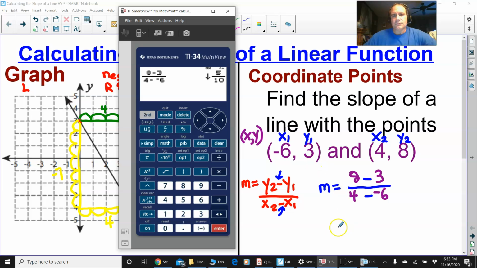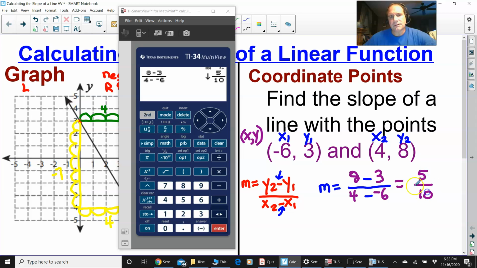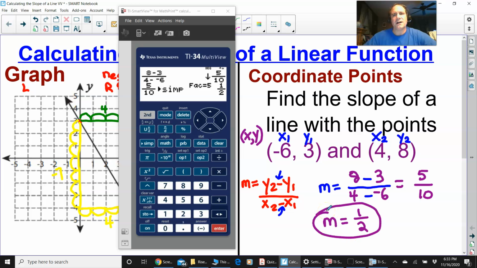So remember, that is the answer. But there's an arrow, and that means that you have to simplify this. So what we do is we press the simp button, and it will bring that 5/10 over to the next line, and then you press enter and you get a half. So the slope is a half, and that is your slope. It's a positive slope, means it goes up from left to right.